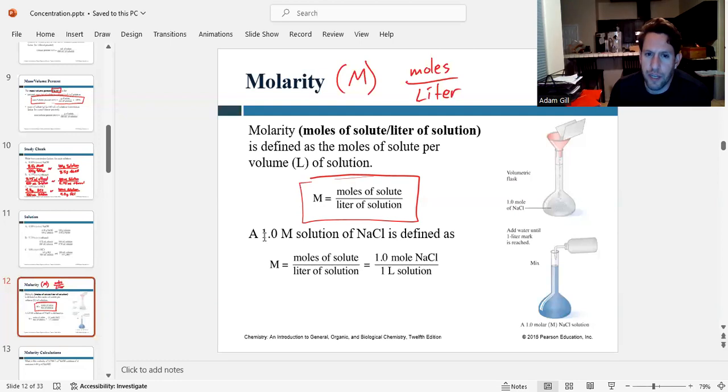And so if we had a 1.0 M solution of NaCl, this is telling us that there is 1 mole of NaCl for every 1 liter of solution. This capital M right here, you see capital M next to a number, that means moles per liter.